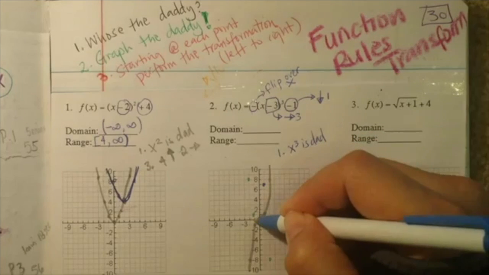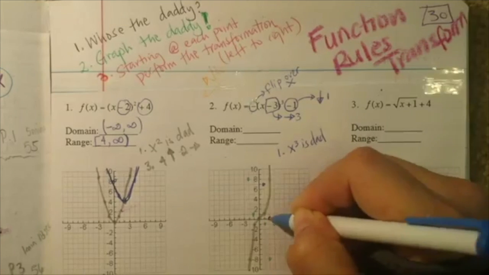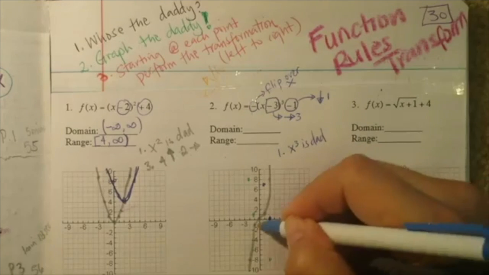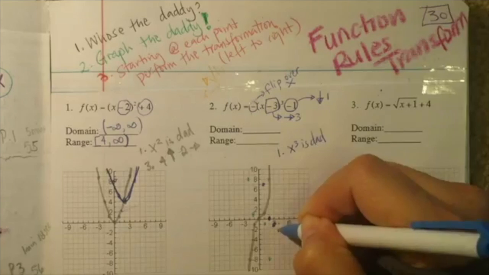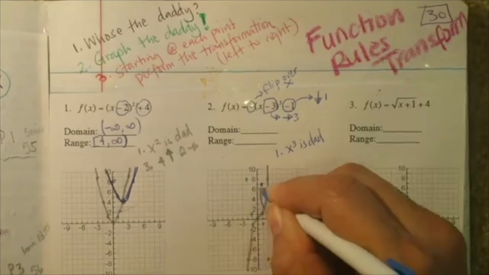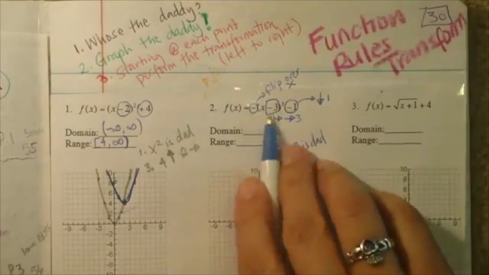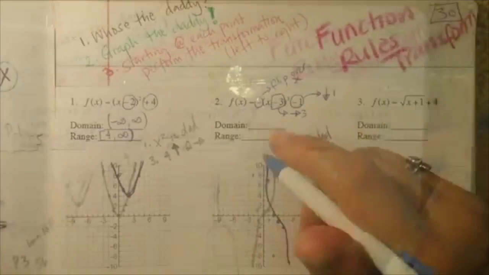Right 3 and down 1. Right 3, down 1. Notice I just used a different color so I could see what it is. Then join my new line. And that's what it looks like. So it's flipped across the x-axis and then it's moved right 3, down 1.